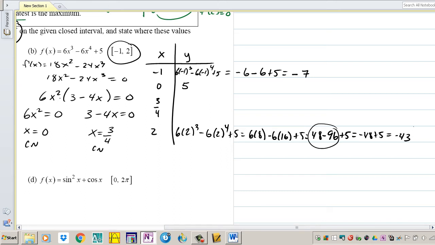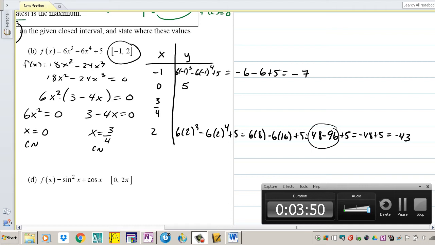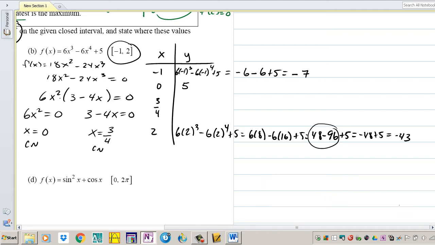Okay, so I have three values already defined. So far I have -43 to be the least. Now let me go ahead and compute the 3/4. And that gives me 721 over 128, which is roughly 5.632, and so on.